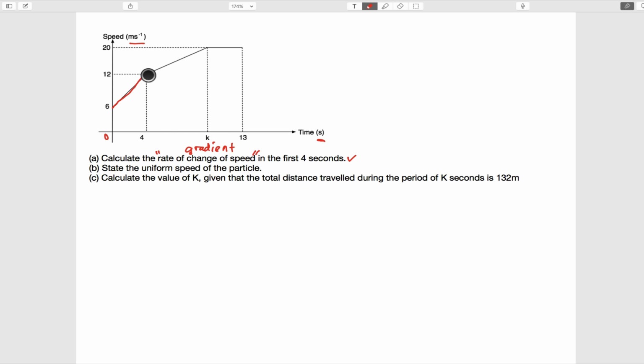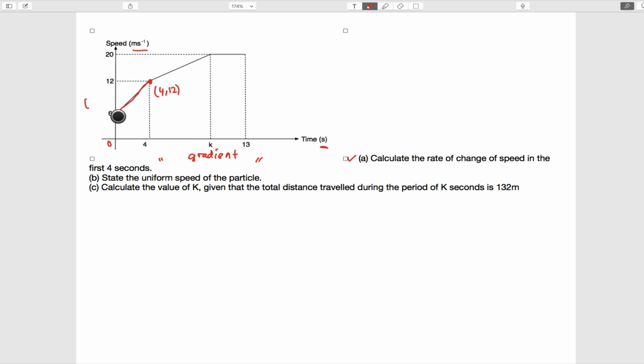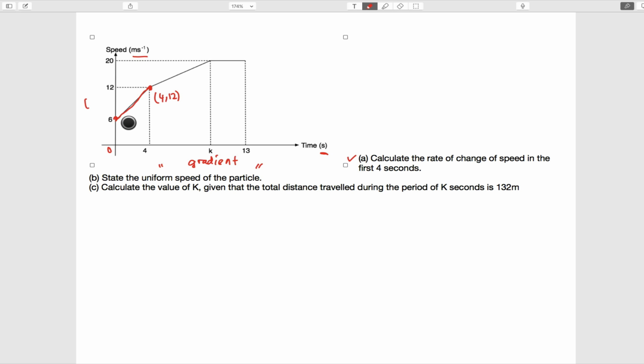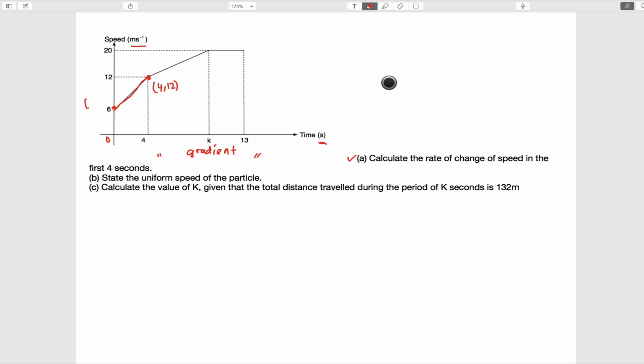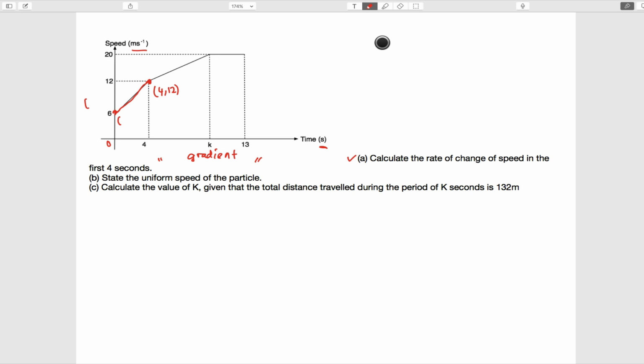Definitely I will take two coordinates on the graph. The first coordinate over here is 4, 12. And the second coordinate over here is 0, 6. Oops, sorry, I accidentally pressed the graph. I'm going to move this one. It's quite hard to write there. It's fine. So I'm going to do the gradient here.